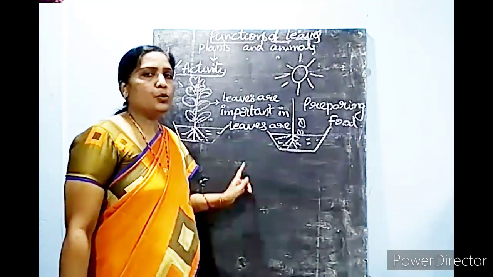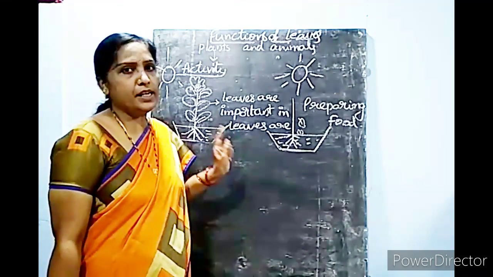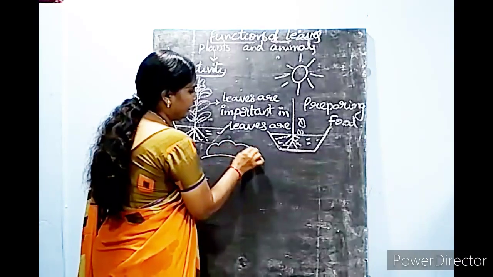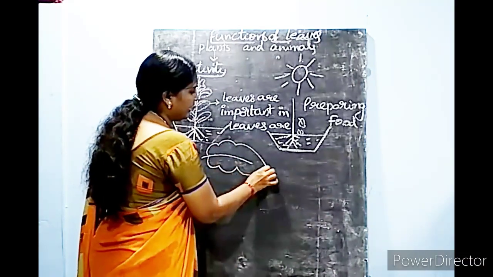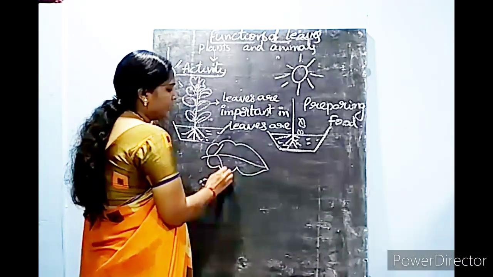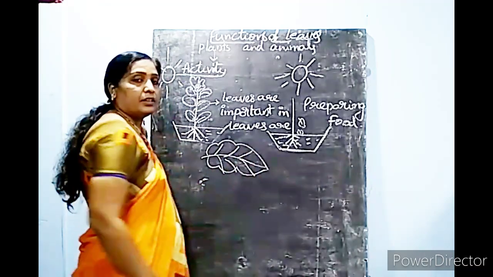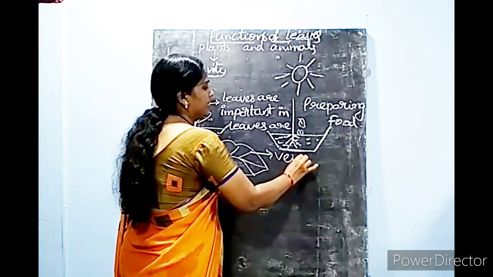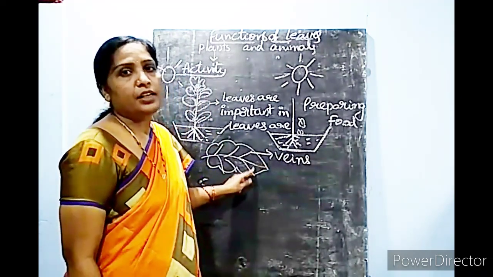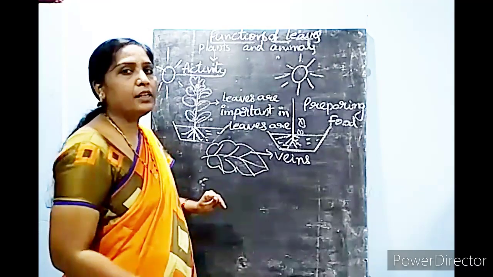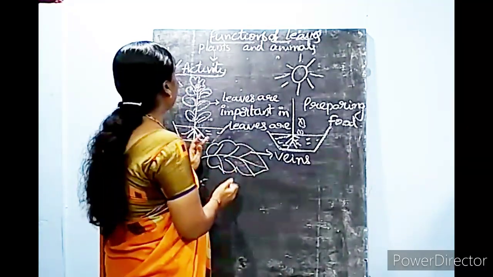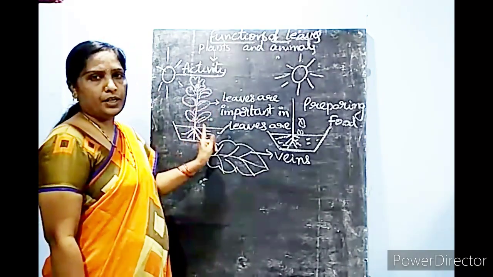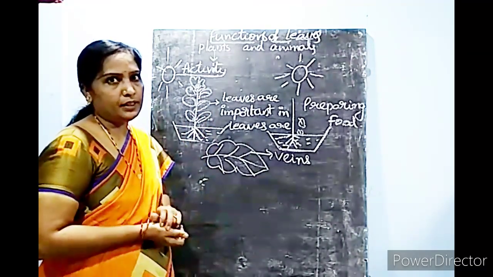Now we will see how these veins are helping in a leaf. Last class we discussed the structure of a leaf. The parts present in a leaf we discussed, right? And the lines present in the leaf are known as veins. So are these veins doing any function? Yes, they are helping. The leaf is using the sunlight, the water and the air around it, and preparing the food.